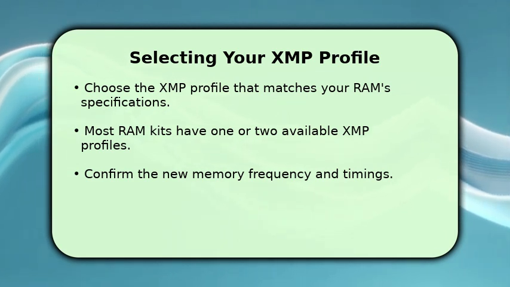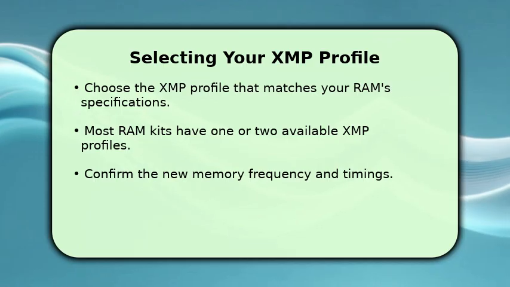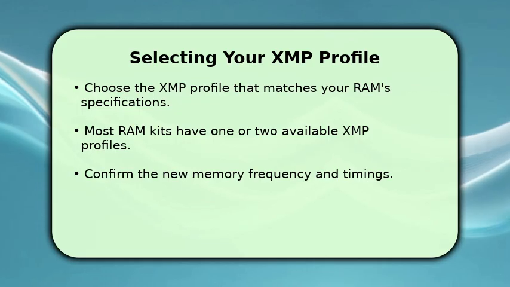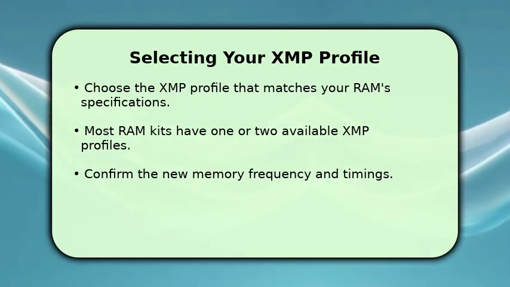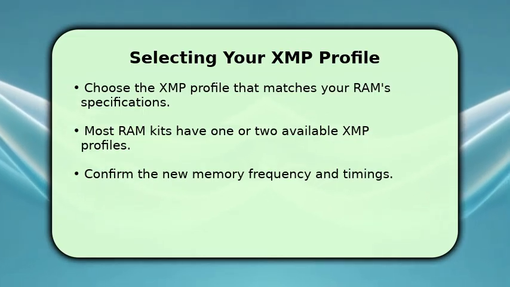For example, if your RAM is rated for 3200 MHz, choose the 3200 MHz XMP profile. Be sure to review the displayed frequency and timings to ensure they match your memory's specifications before proceeding.